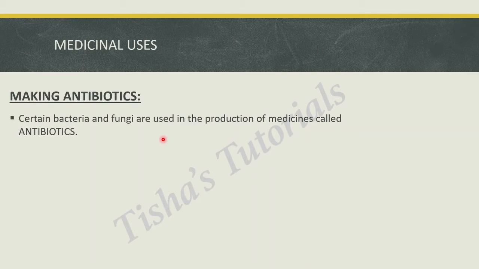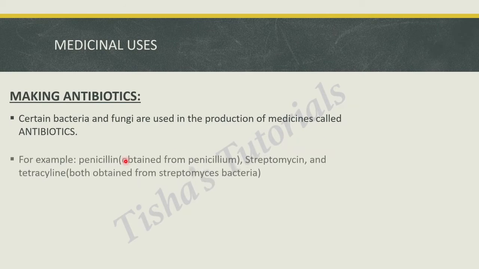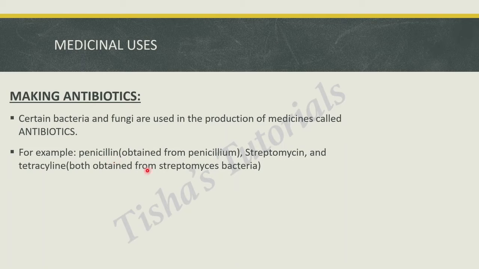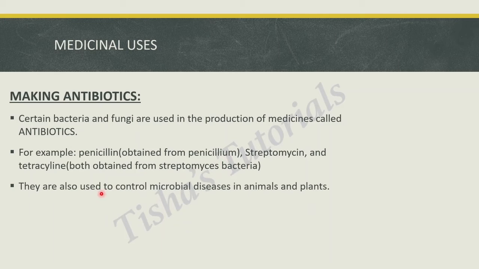Medicinal uses. Microbes have various medicinal uses as well. First, making antibiotics. Certain bacteria and fungi are used in the production of medicines called antibiotics. For example, penicillin, which is obtained from penicillium, and streptomycin and tetracycline, which are obtained from Streptomyces bacteria. They are also used to control diseases in animals as well as plants.